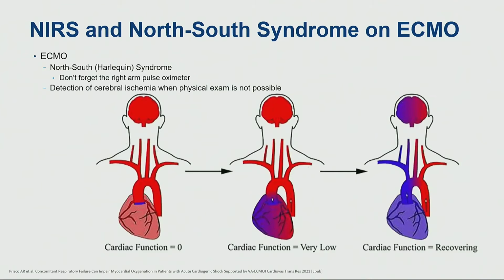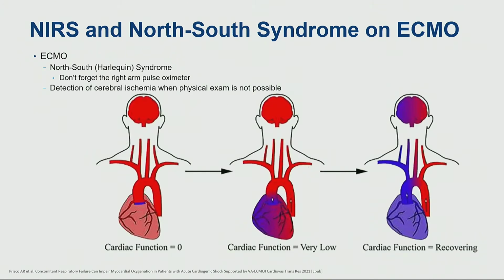You put your patient on VA ECMO. Patient has almost little to no cardiac function to start. But as the cardiac function starts recovering, there is essentially a competition from the relatively deoxygenated blood that the heart is pumping to the ECMO flow that is oxygenated, and then across the left and right side of circulation that reflects. And if you do have a pulse oximeter on the right side, you'll see that the right-sided pulse oximeter will read lower than the left-sided pulse oximeter.